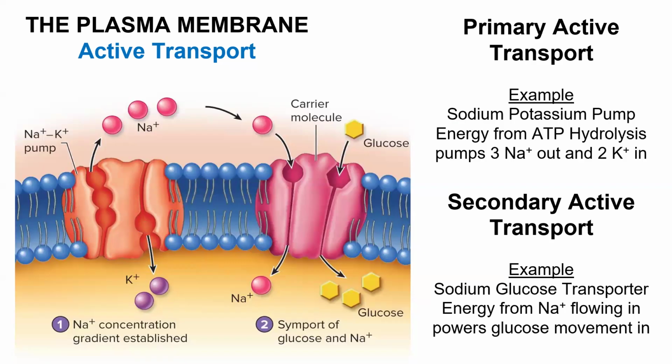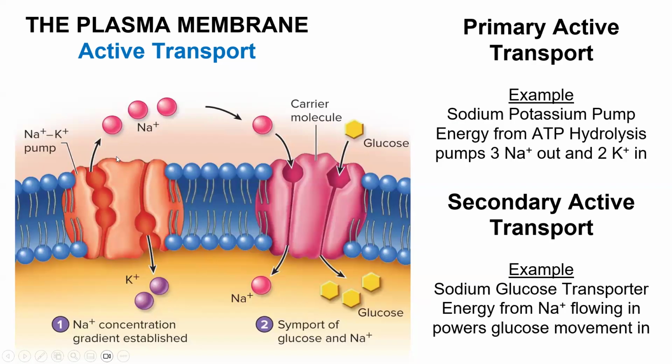We're taking an area that already doesn't have a high concentration of sodium and pumping it to an area that already has a really high concentration of sodium. We're taking an area of potassium that has a high concentration of potassium, and we're bringing more potassium in. So we're going against that natural flow.